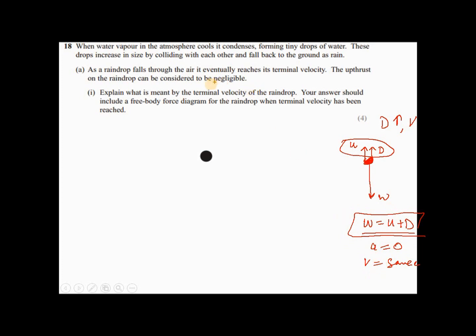And in this case, for the raindrop, they are saying that the upthrust can be negligible, so you ignore the upthrust, so that means W is equal to D. So as the raindrop falls downward, the drag force increases. When W equals D, then the drop falls with a constant velocity called the terminal velocity.